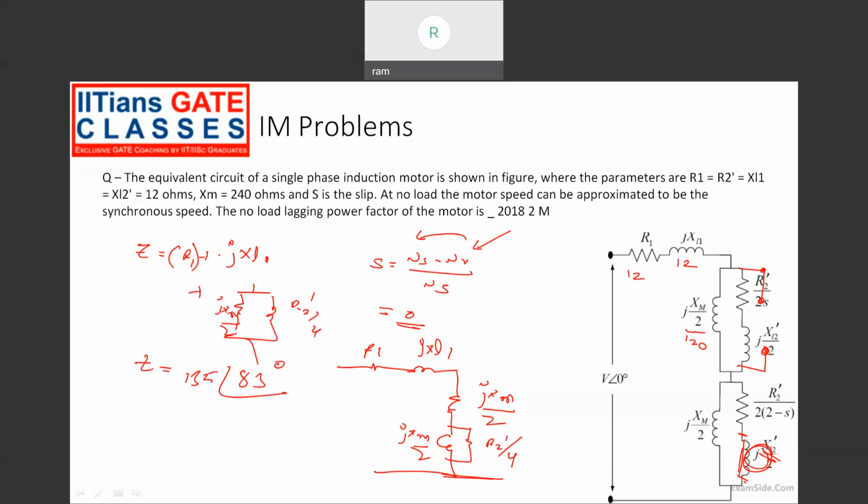Now what they are asking is the no load lagging power factor. The current I can be given as voltage V by Z, let's say voltage is at angle 0. We don't know V, so let it be. So this is 155 at angle minus 83.7 degrees, right? Now the power factor can be given as cos of 83.7, that is equal to 0.1.